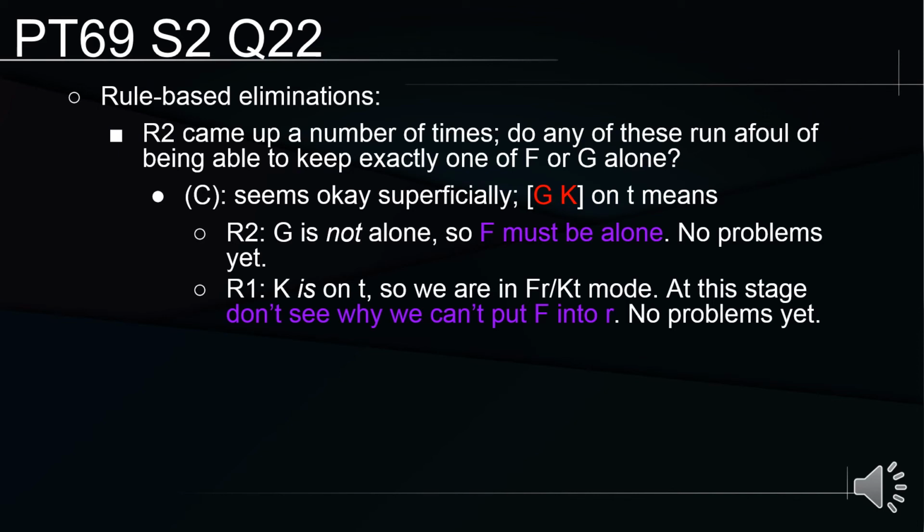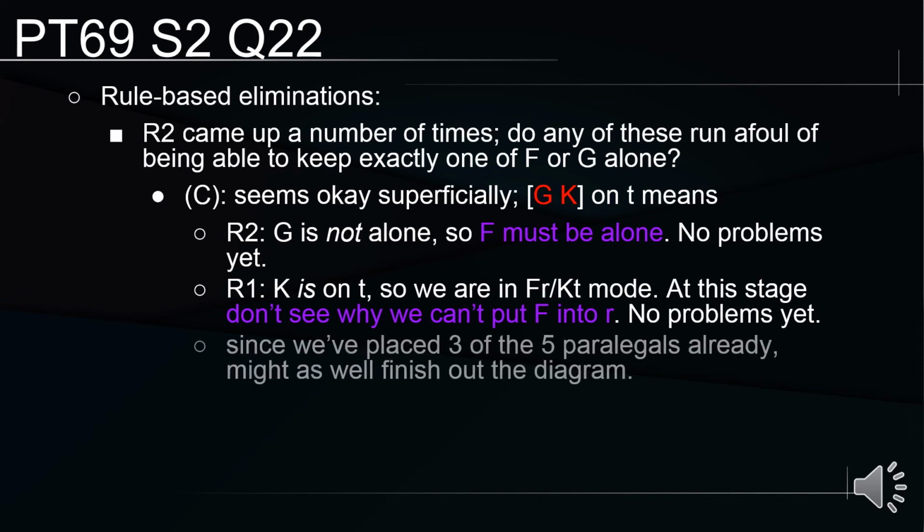Rule 1, though. K is on Team T in the world suggested by answer choice C. So that does mean that we are in FRKT mode. And again, at this stage, just like with Rule 2 analysis, I don't see why we can't actually put F into R to make all this work. So there's no guaranteed problems yet. And at this point, because we've placed 3 out of the 5 paralegals already, F, G, and K, I'm thinking we may as well finish out the diagram.